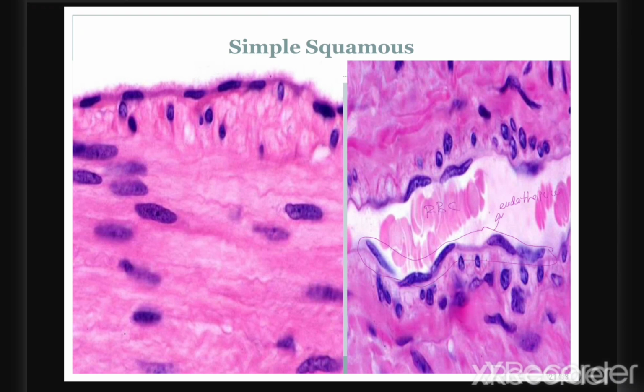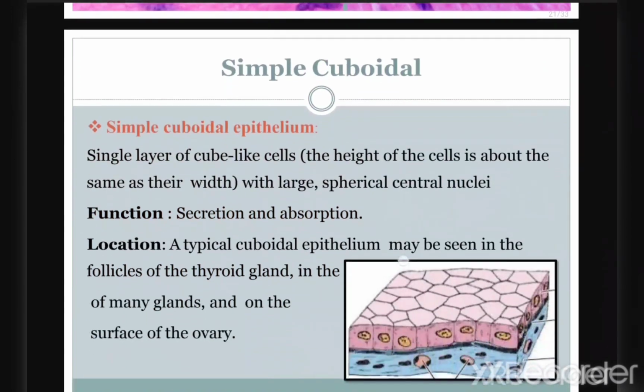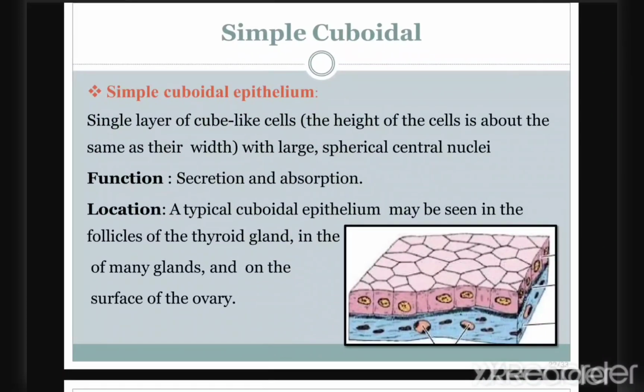Regarding the simple cuboidal epithelium, the cuboidal cell's functionality is secretion and absorption. The cuboidal epithelium may be seen in the follicles of the thyroid gland, in many glands, in the ducts of the glands, and on the surface of the ovary. Okay?